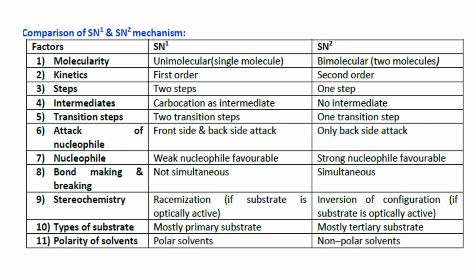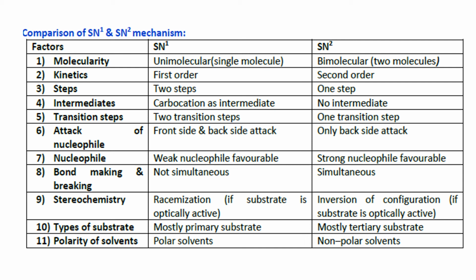And let us have a comparison of SN1 and SN2 mechanism. SN1 is substitution nucleophilic unimolecular, because in the rate step only the alkyl halide is involved, whereas SN2 is bimolecular, because there are two molecules involved in the rate equation. Rate of the reaction is proportional to the product of concentration of alkyl halide as well as nucleophile. And SN1 follows first order kinetics, whereas SN2 follows second order.